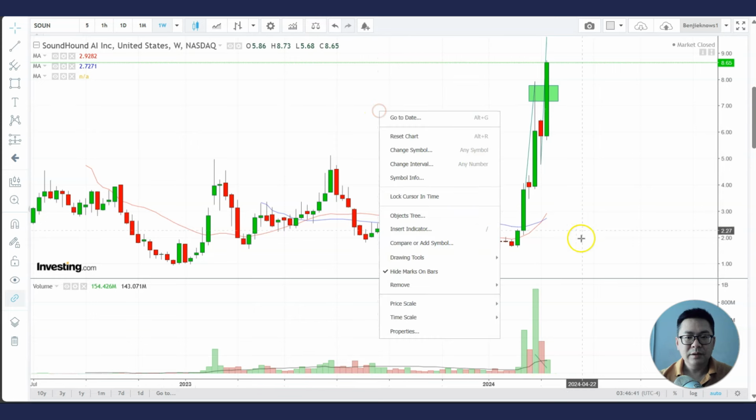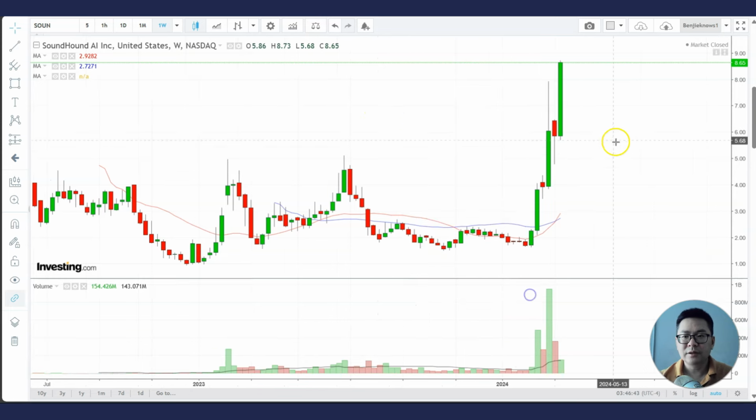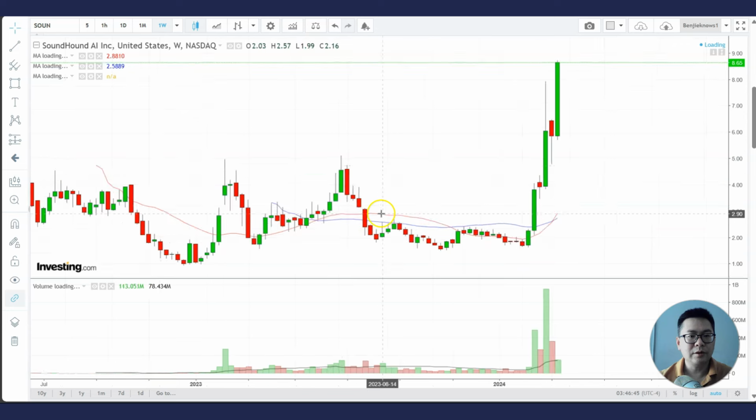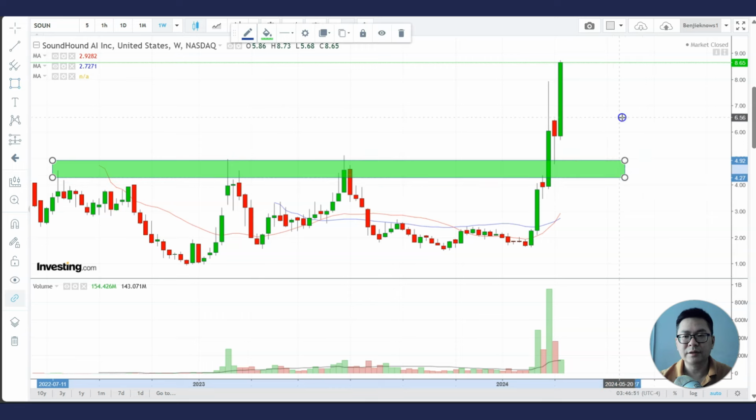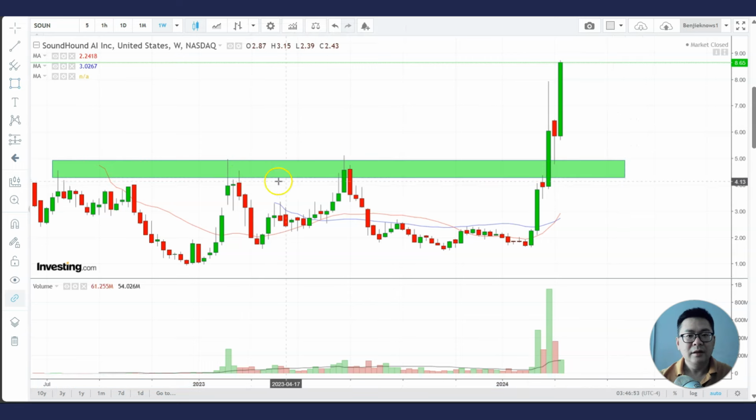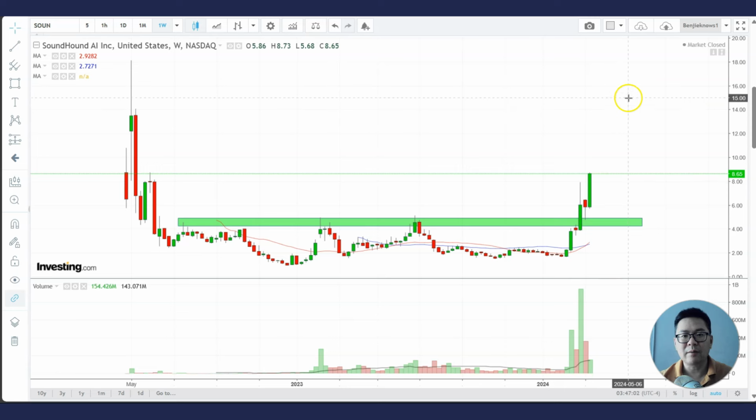Okay, let me just remove the drawings first. So we have this stock broken above this long-term resistance area. This is a long-term resistance area, and this will be your long-term support. As long as the stock stays above this area, most likely the path of least resistance will be upwards and maybe even reaching 17 or 18. Okay, this is the area for you to watch for investors.